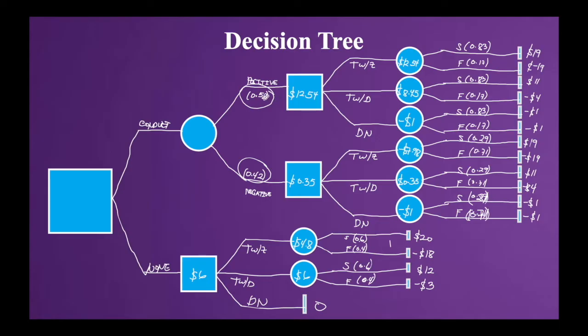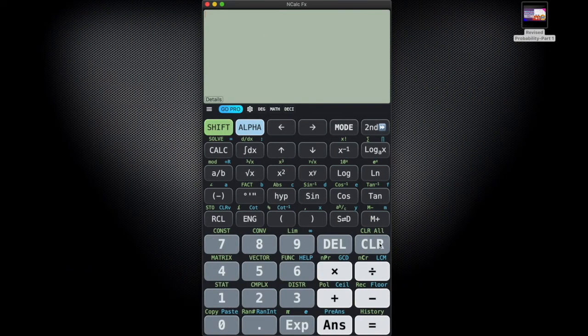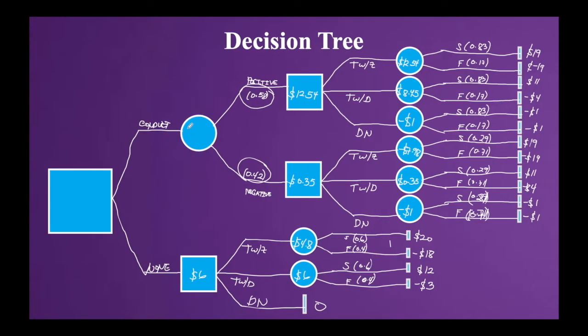So 0.58 times 12.54 plus 0.42 times 0.35. So let's go sa ating calculator. Let's compute the value of this. So 0.58 times ating 12.54 plus the product of 0.42 times 0.35. So the answer is 7.42 and that will be the value inside this node, guys. So 7.42.